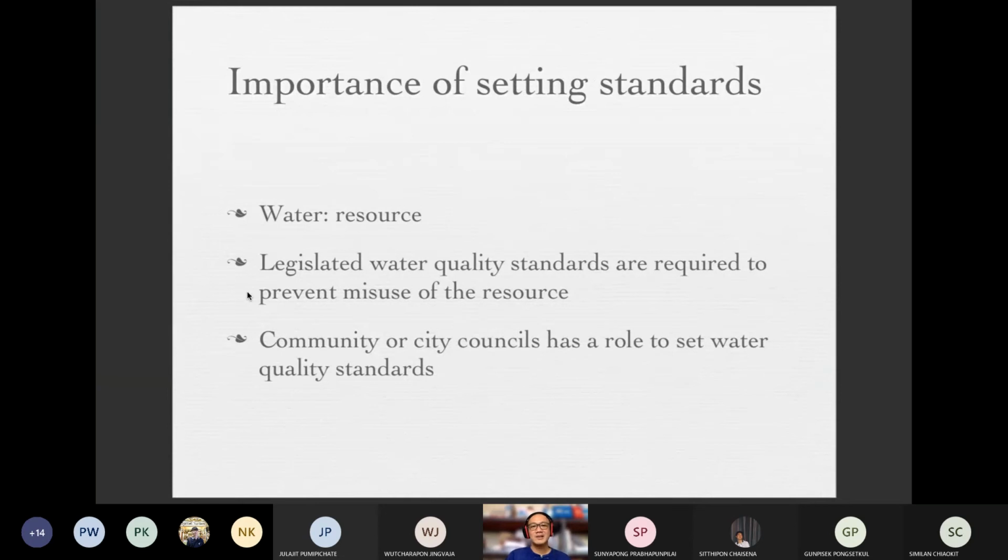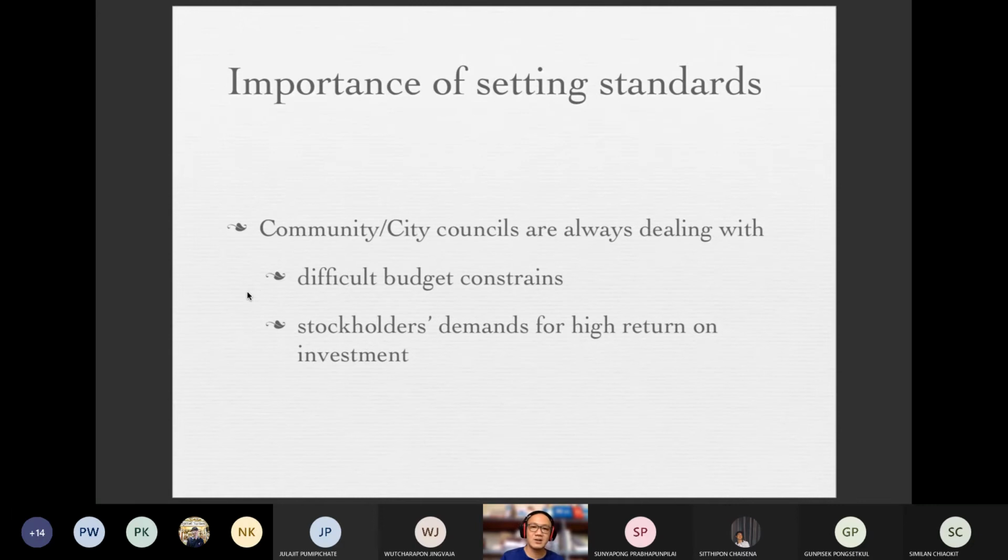So, the importance of setting the standard. We all know that we need to have the standards. Without the standard, nothing will happen. The management concepts that we are talking about will never be implemented, will never be possible.